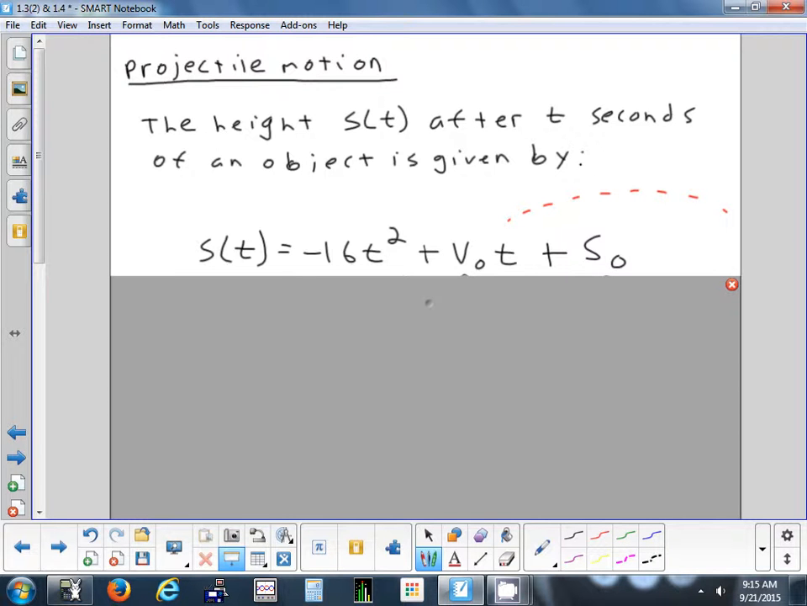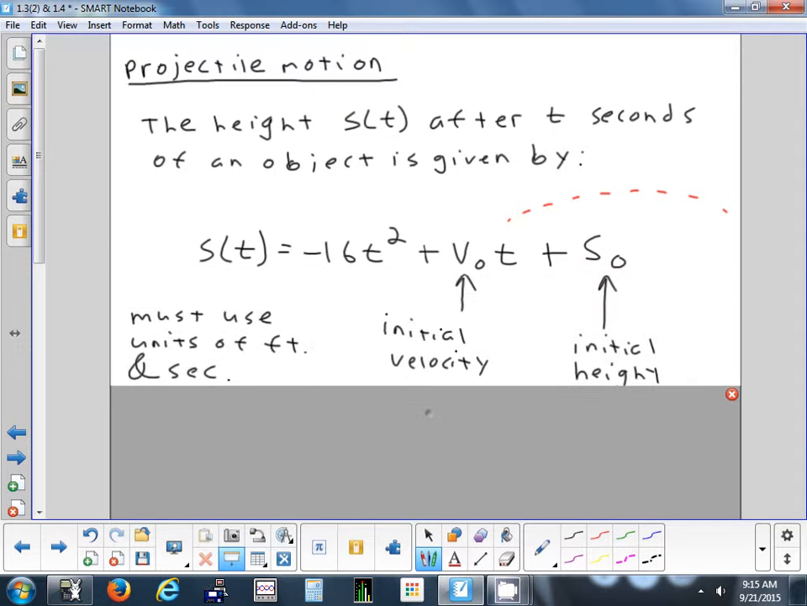This formula will tell you how high the object will be after a certain amount of time it leaves your hand. And it depends on two things. It depends on how fast you throw it, and it depends on how high off the ground it is when you release it. All right, so if you were standing on top of a building and released it, it's going to go a lot farther before it hits the ground than if you were standing on the ground and threw it.